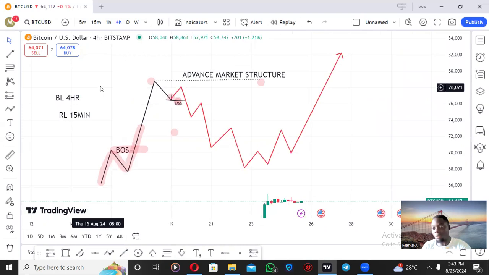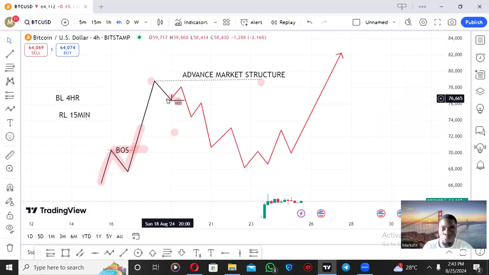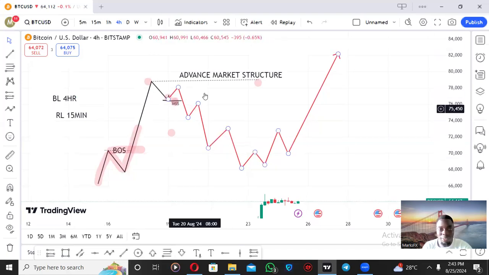For price to tell you that it wants to go bearish, that it wants to retrace, you will see a shift in market structure, which we have seen here. So this shift is telling you that we are not bearish, we are bullish. This is a bearish trend within an overall bullish trend. So price is now coming down.